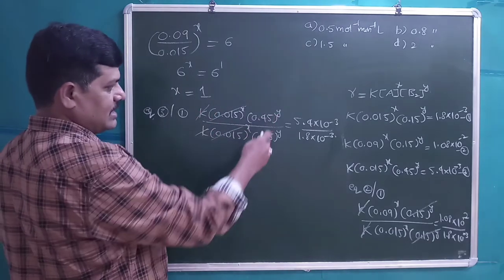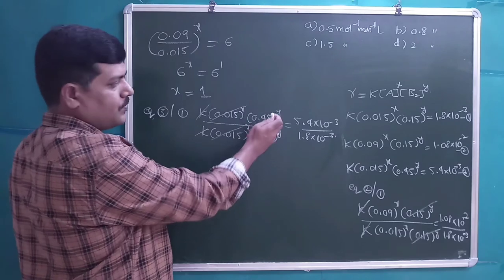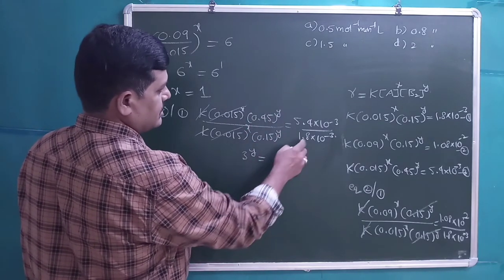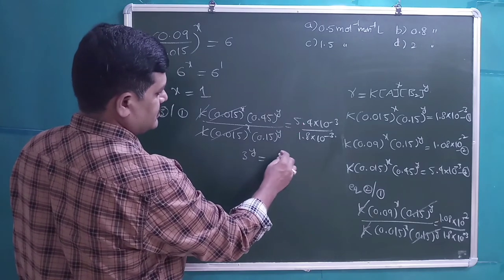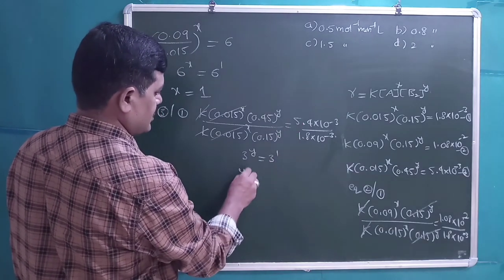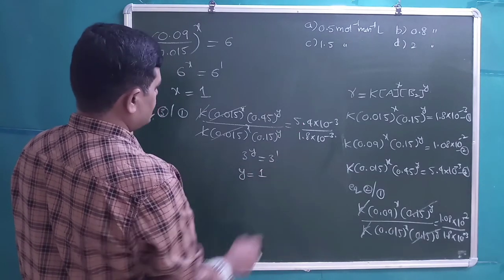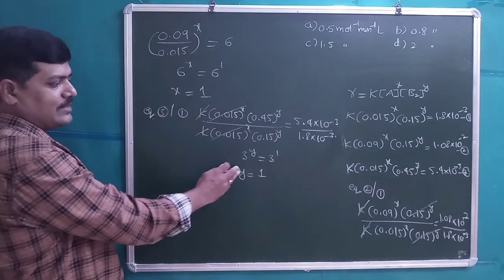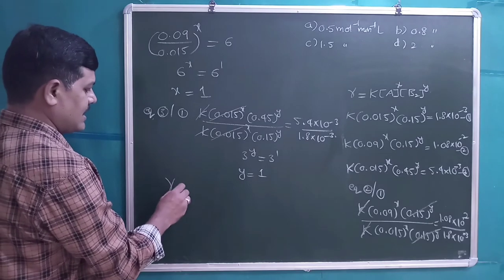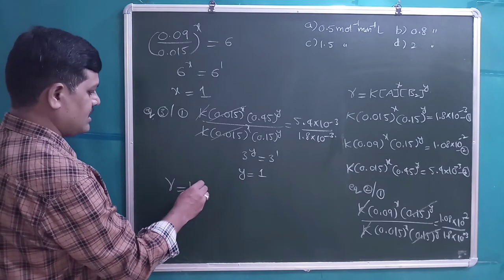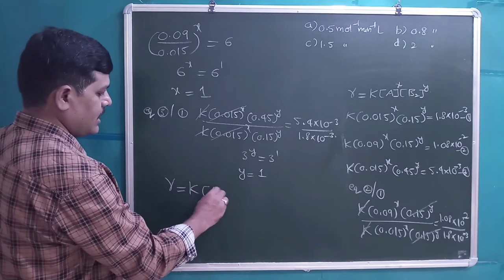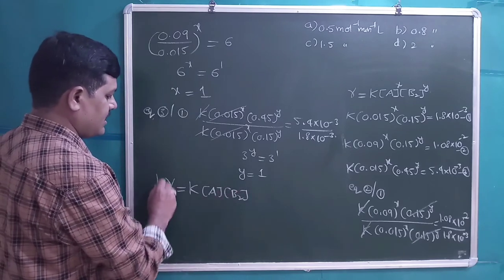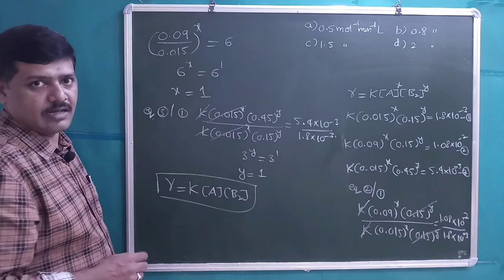So we will get 0.45 divided by 0.15 is 3 power Y is equal to, this is also 3, right, 3 power 1. So that means Y is equal to 1. So with respect to A it is first order, with respect to B2 also it is first order. Students, the rate expression we can write as rate is equal to K into A power 1 and B2 power 1. So the overall order of the reaction is second order.